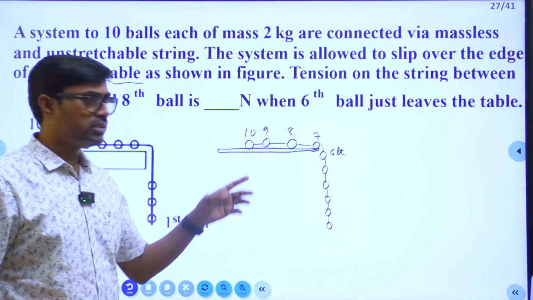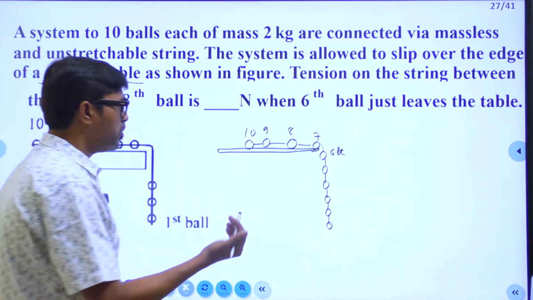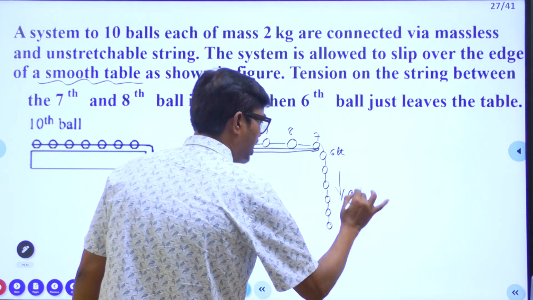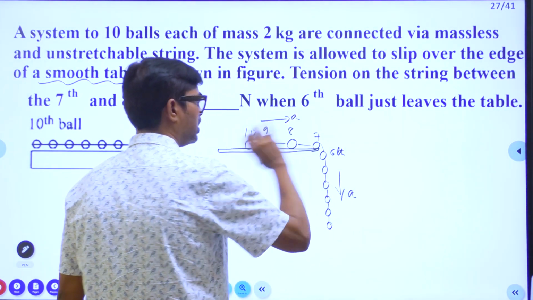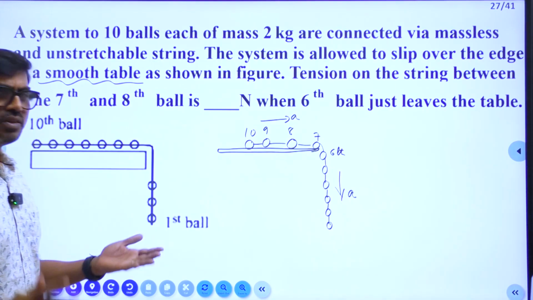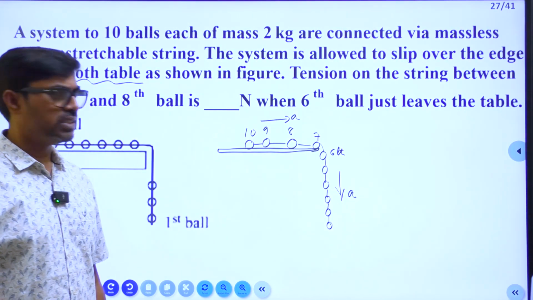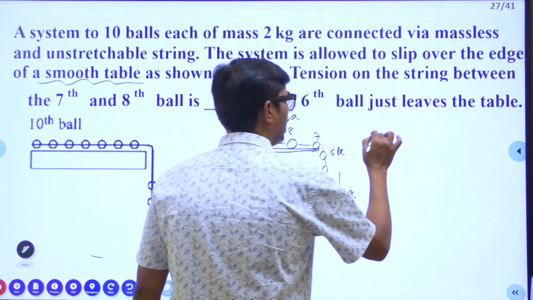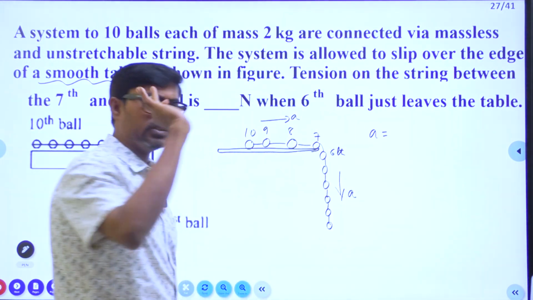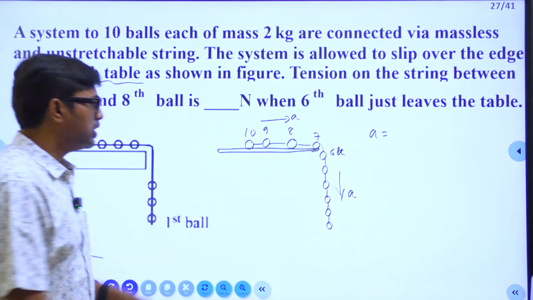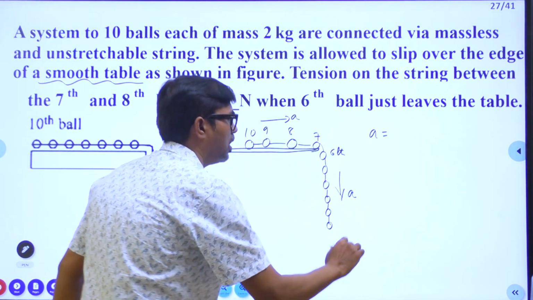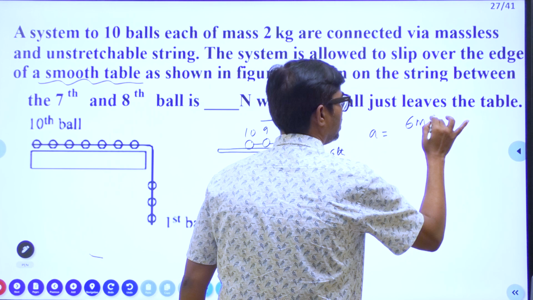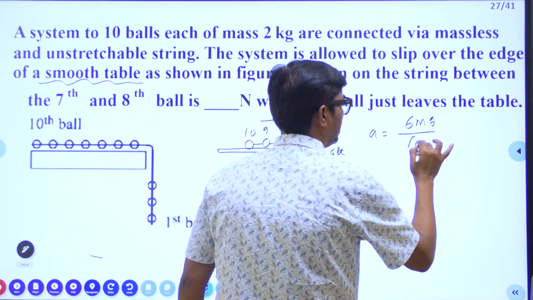4 balls on the table and 6 balls are hanging right now. And obviously they're accelerating. Let's say they're having acceleration A. They're all going to have common acceleration A like this. I think we did it yesterday also in the previous session, where we need to find the acceleration. Acceleration will be simply net unbalanced force by total mass. Here the unbalanced force is only the weight of this. Unbalanced force will be 6mg divided by total mass, which is 10m.